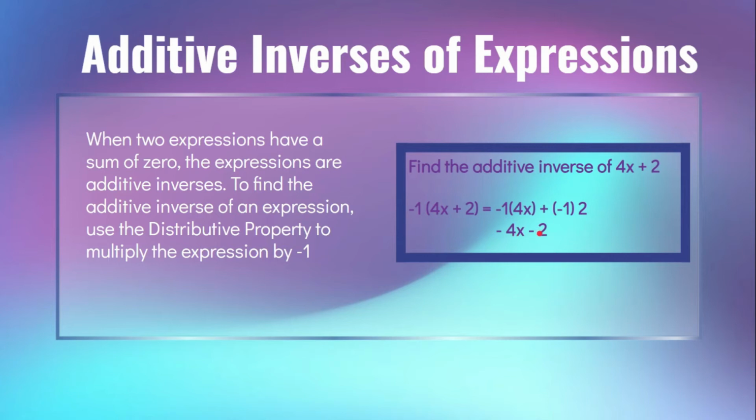We can also do this mentally by finding the additive inverse of both coefficient and constants. So if we look at our original expression, the opposite of 4x would be negative 4x, and then the opposite of 2 would be negative 2. So those are two ways to find inverses of expressions.